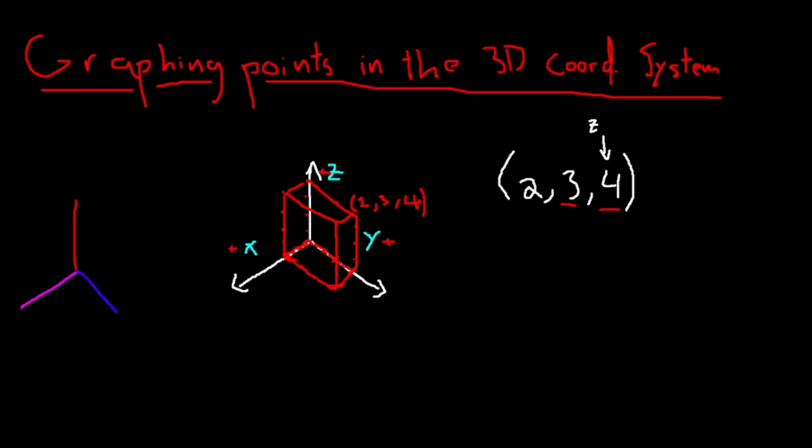I'm actually going to just change the color of our point here. There we go. It would look something like that. You have the box here, you have your point here, and you just make sure you label your axes too.